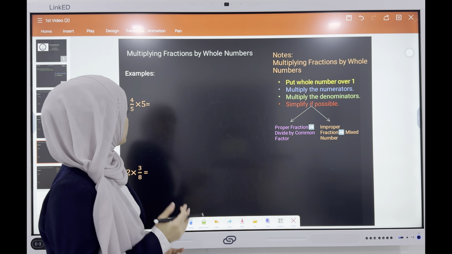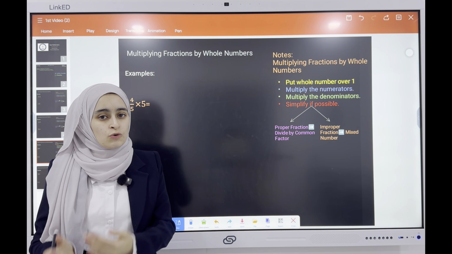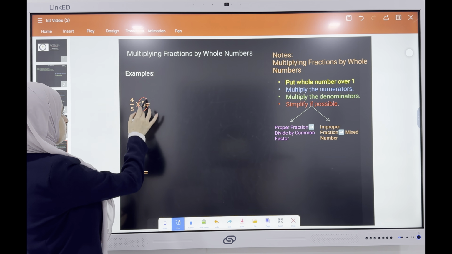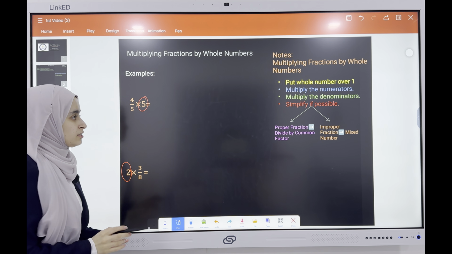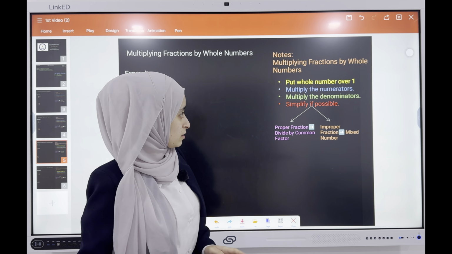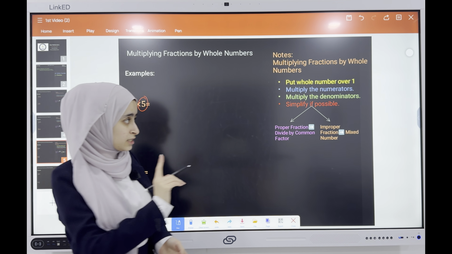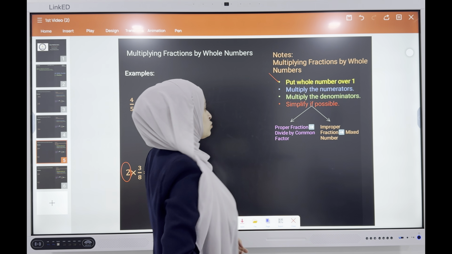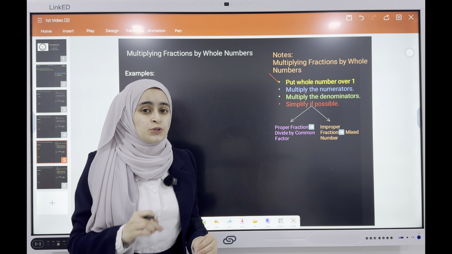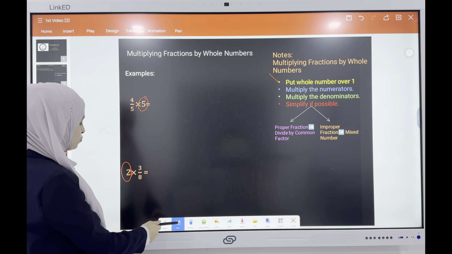Now let's have the second one, which is multiplying fractions by whole numbers, or whole numbers by fractions. Whether the whole number is the second term or the first term doesn't matter. Notes for multiplying fractions by whole numbers: it's the same as multiplying fractions by fractions, except the first step, which is to put the whole number over 1. It means if we don't have a denominator, our denominator is equal to 1.